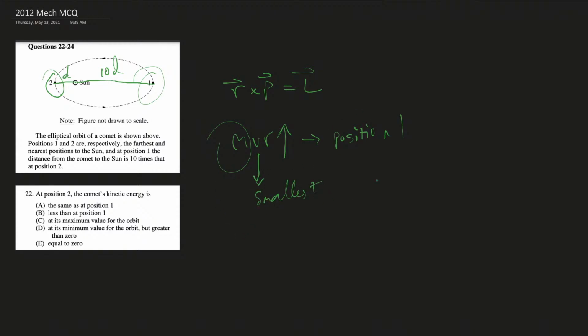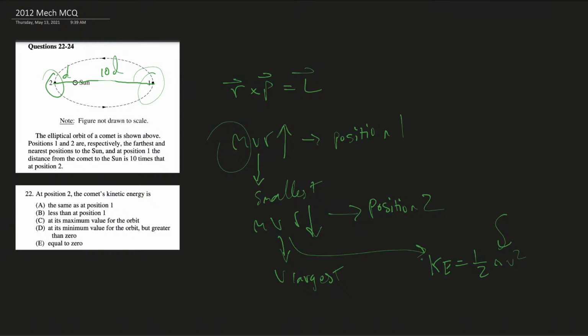The reason is because, again, angular momentum is conserved. And at position 2, we have MVR, and here the radius is the smallest, which would make the V the largest. And because kinetic energy is equal to 1/2 mv squared, we know for a fact that at position 1 we have the lowest kinetic energy, and at position 2 we have the highest kinetic energy. That's its maximum value for the orbit at position 2.